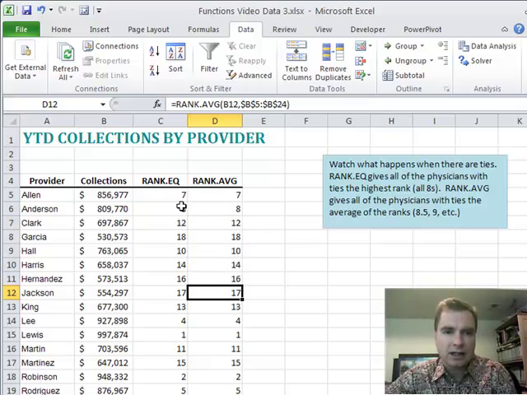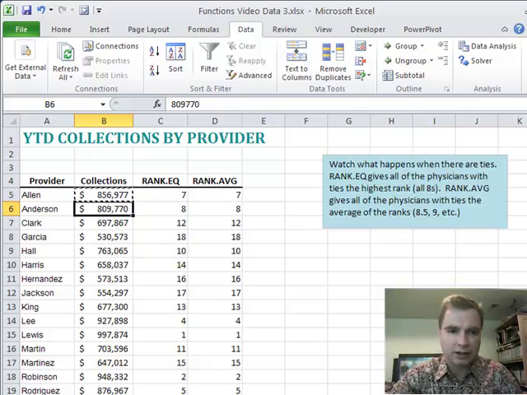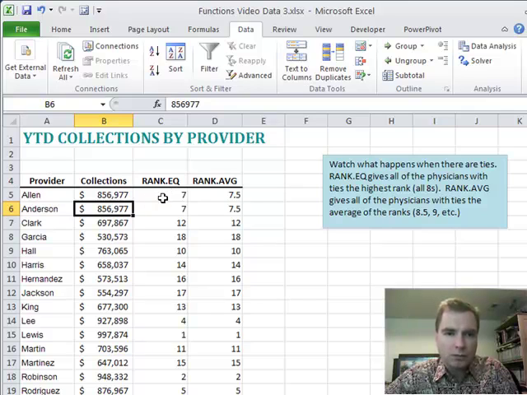As long as these numbers are all different, these values along here will all be the same. Watch what happens if I make Dr. Allen and Dr. Anderson have the same amount of collections. When there's a tie, when these two are the same, RANK.EQ will give this the higher of the two. Remember, Allen was 7 and Anderson was 8. Now if I redo it, they're both 7.